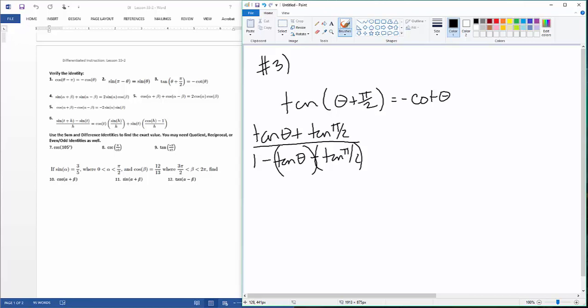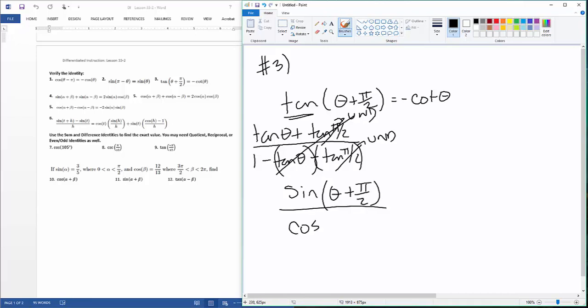Now here's the issue. The tangent of pi halves, sine over cosine, that doesn't work. So we can't go about that route because this right here is undefined and this right here is undefined. So what we're going to have to do is change tangent into sine over cosine. So the sine of theta plus pi halves over the cosine of theta plus pi halves.